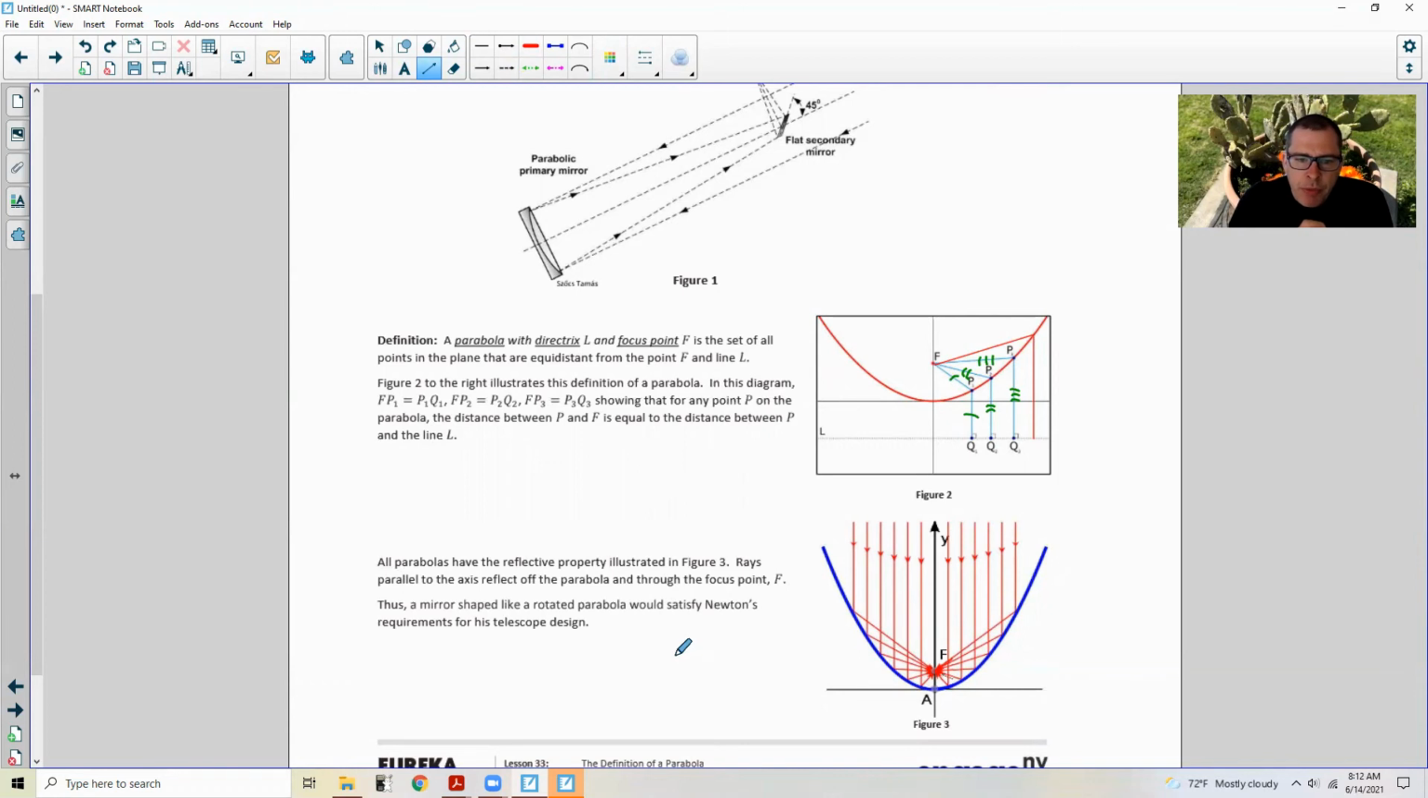Showing that for any point P on the parabola, the distance between P and F is equal to the distance between P and the line L. All right, so all parabolas have the reflective properties illustrated in figure 3. Rays parallel to the axis, the y-axis that is, reflect off of the parabola and through the focus point F. Thus, a mirror shaped like a rotated parabola would satisfy Newton's requirements for his telescope design.